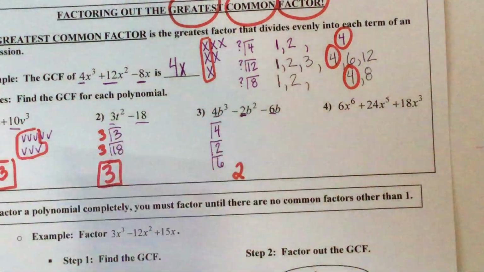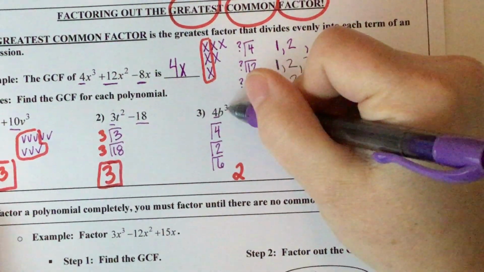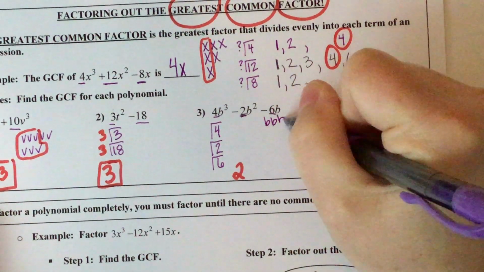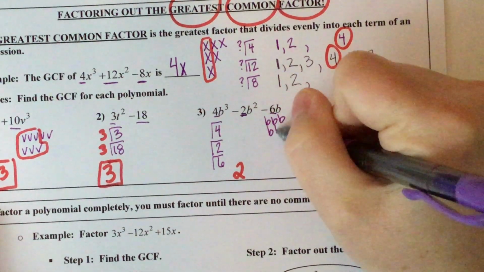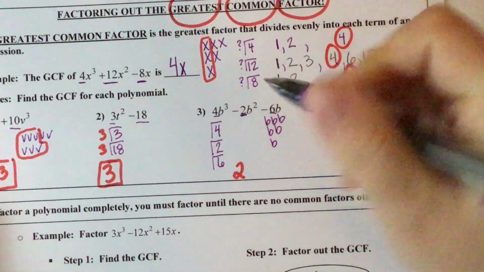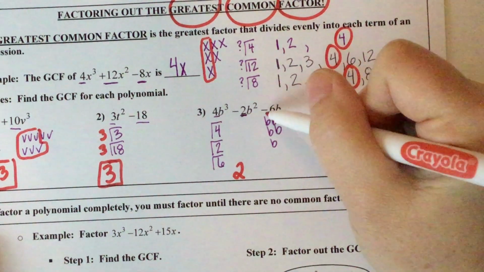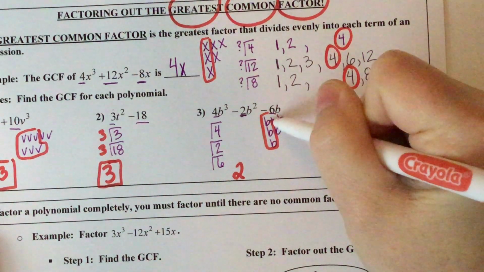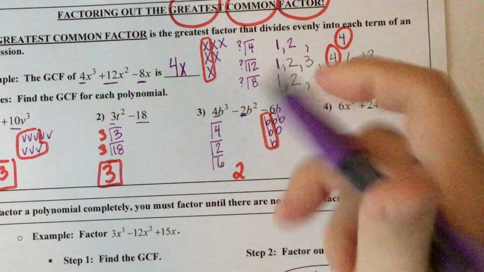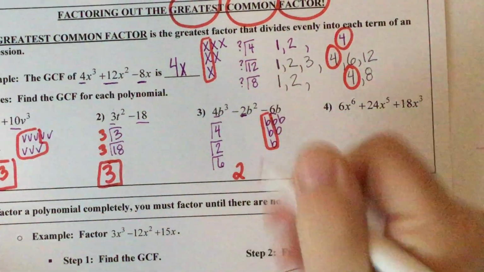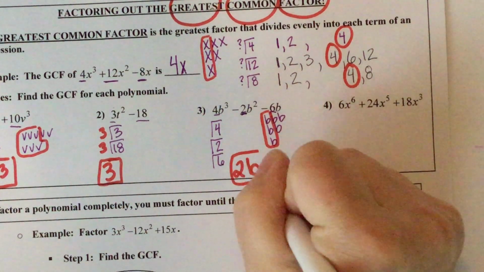Now, do they all have b's? They do. This one has 3. This one has 2. And this one has 1. So what's the greatest amount of b's they all have in common? They all have 1 b in common. So 2b would be our GCF.